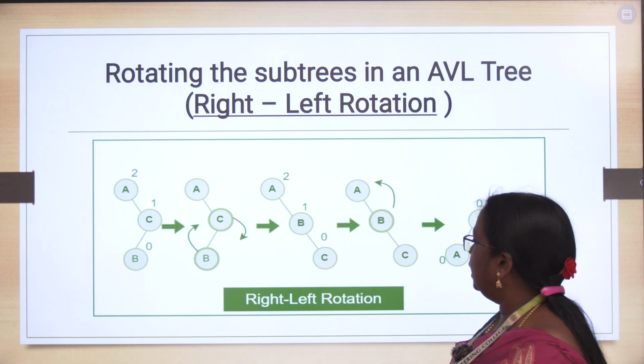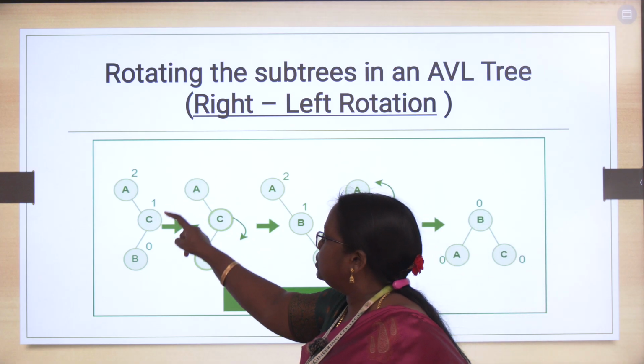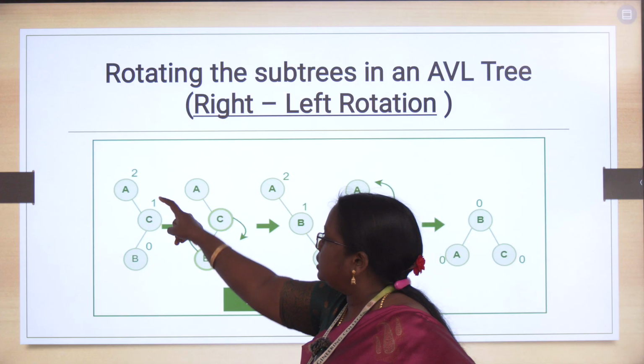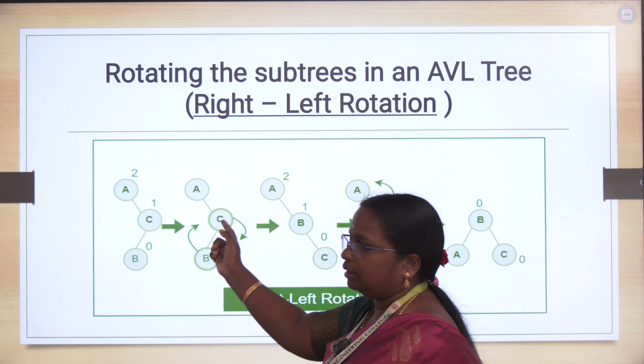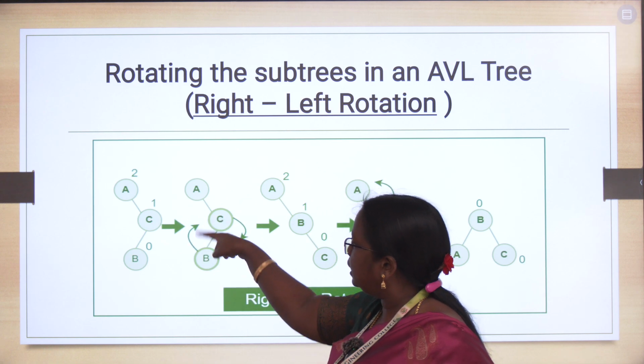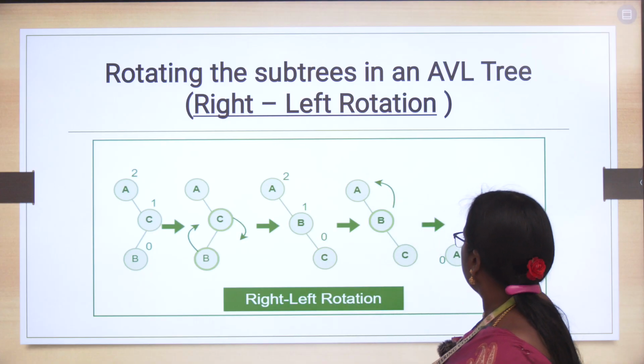Next we have the right and left rotations. We have 2, 1, 0, that is A, C, and the order is 2, which is unbalanced. So first you have to draw that diagram. Before the diagram it is left and right; now right and left you have to do. The order will come like this.